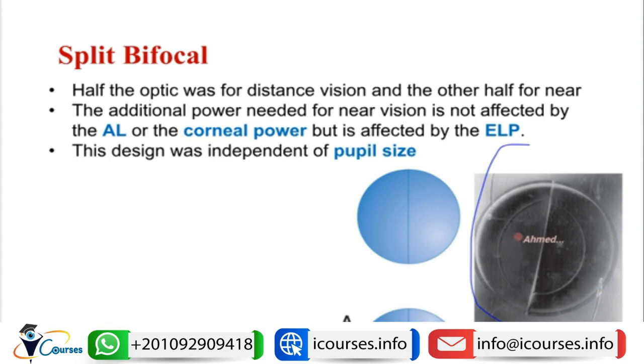In the near segment, it will have an extra plus power in order to see for near. And this power will not be affected by the axial length or the corneal power, but it is affected by the effective lens position. And this design will be independent of the pupil size. So whether the pupil is large or small, this will not make any difference because the split is in half. Whether there is a small pupil, moderate sized pupil, or large pupil, they will all have the same effect.